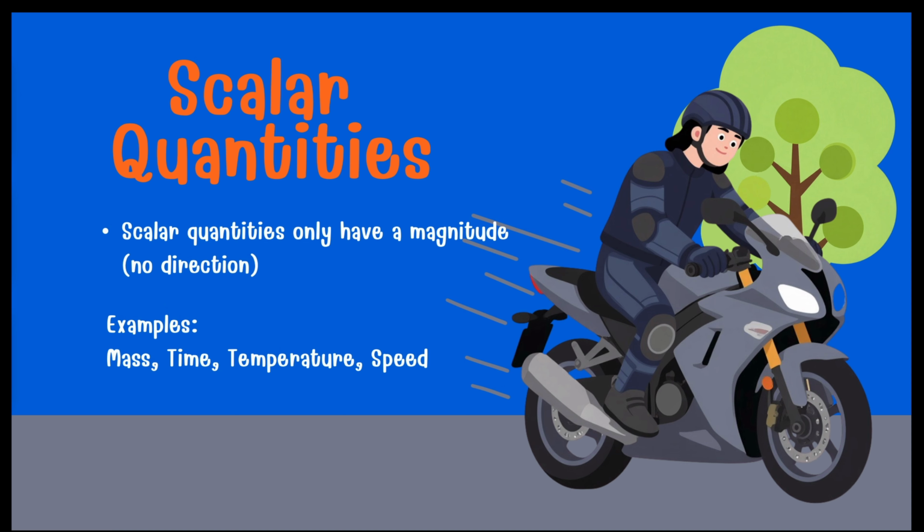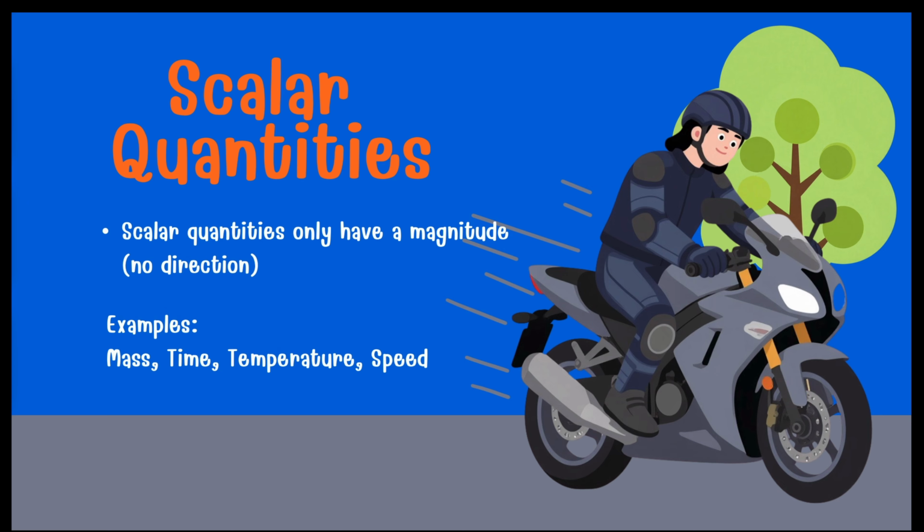Speed is also a scalar quantity. If a car is traveling at 30 meters per second, this tells us how fast the car is moving, but it does not tell us which direction the car is traveling in. The key idea is scalar quantities have magnitude only.